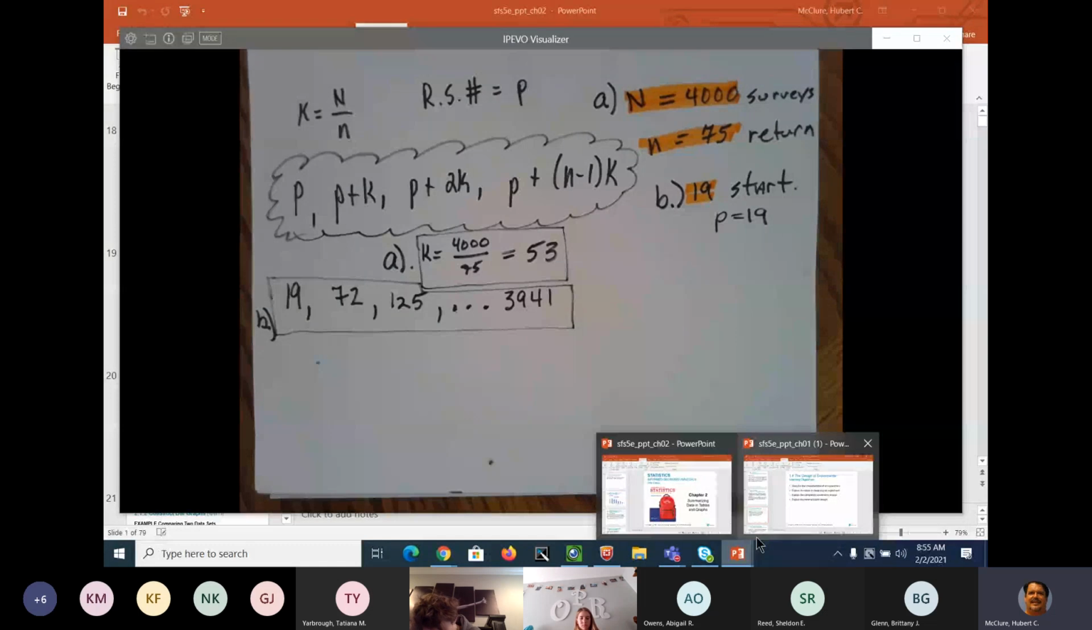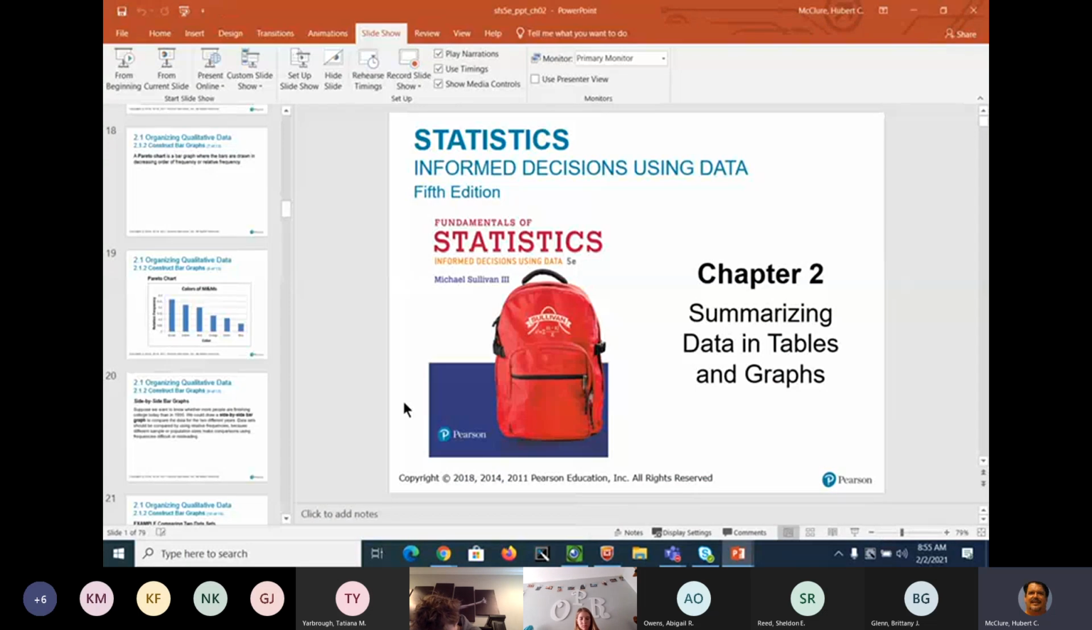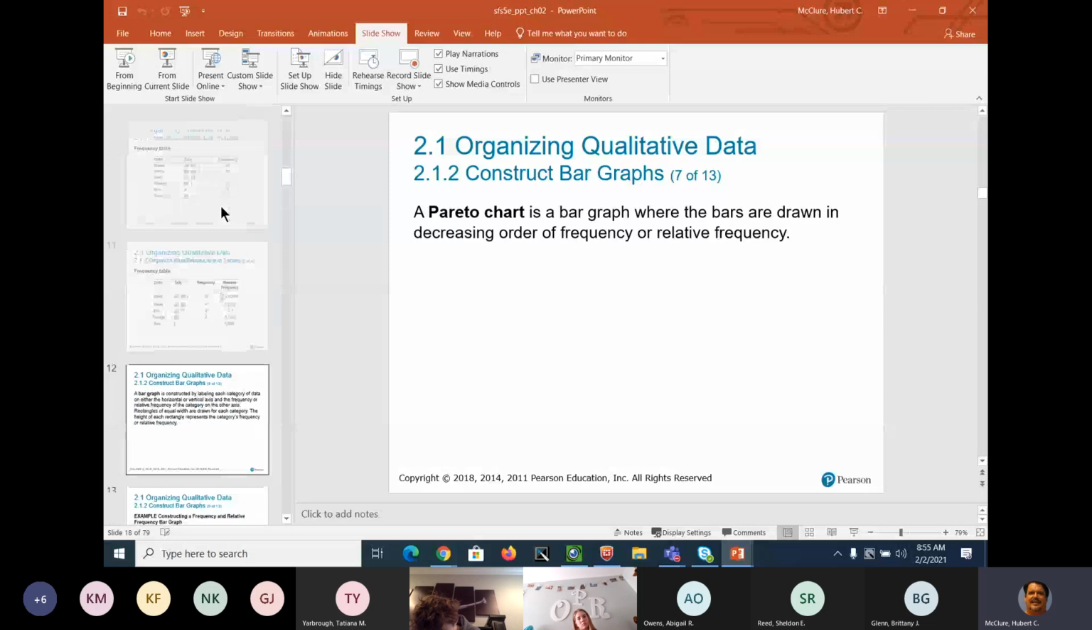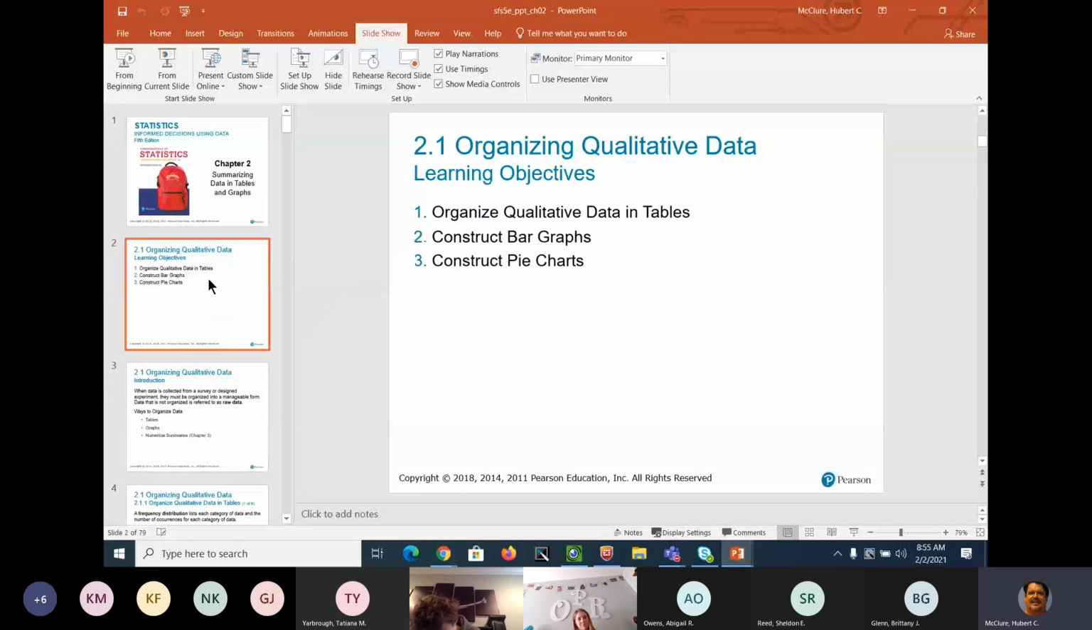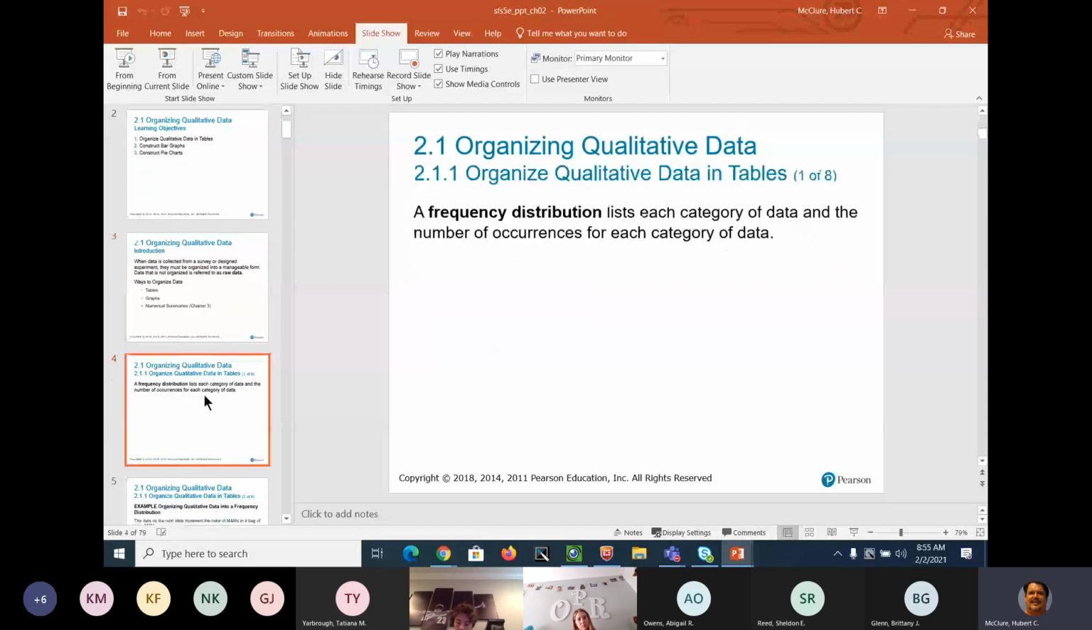Chapter 2. Frequency distributions. That's what we're going to be studying in this section. Frequency distributions. What is a frequency distribution?